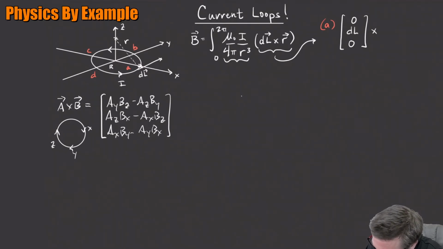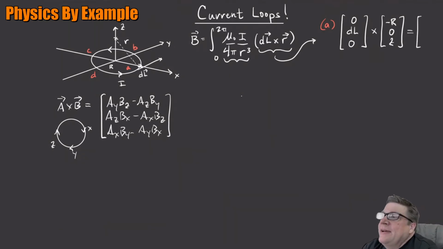And then I'm crossing it with, well, what is the r vector from that point to the point I'm interested in? I have to go back, big R, the radius of the thing. I have to go back in the x direction, minus R. I don't do anything in the y, and then I go up in the z direction. Right? That's the vector to get to where I want to go. So when I do this, let's see what I get.